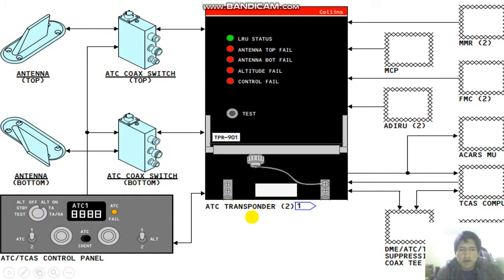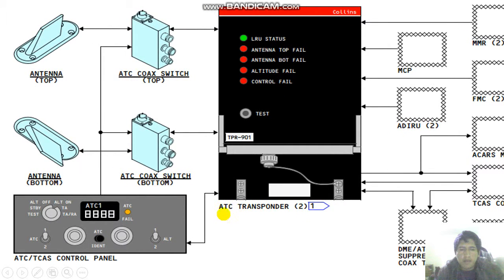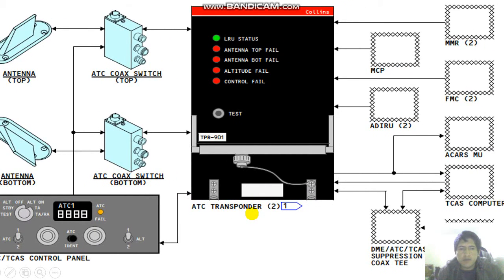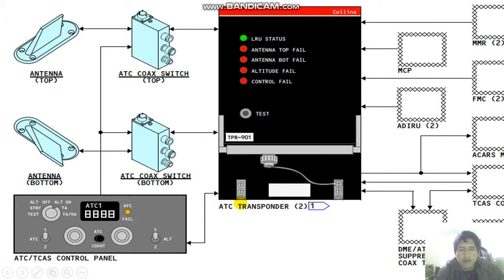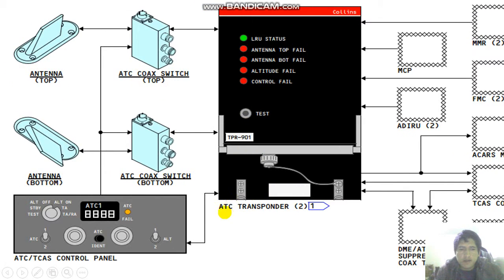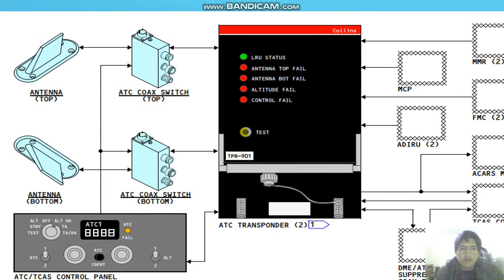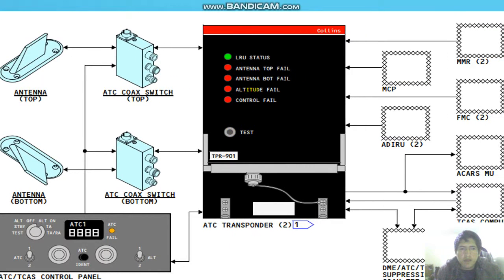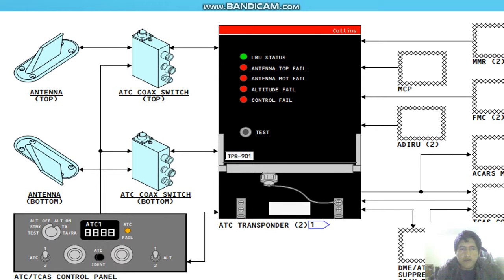For example, in this case, I have an idea to solve this component. I can check the BITE of this transponder, and with this button you put it to test. In this case, if you look at the lights in the color green, the system is okay.